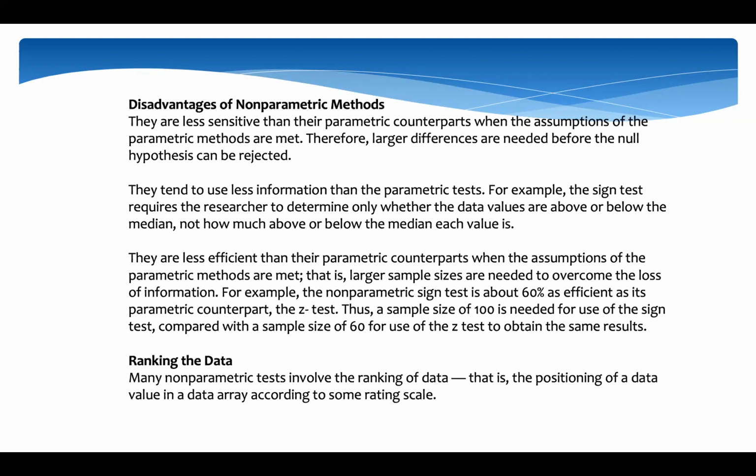All right. They tend to use less information than the parametric test. For example, the sign test requires the researcher to determine only whether the data values are above or below the median, not how much above or how much below each value, right? So they are not actually calculating the weightage of the data. They are calculating the position of the data. So then it is using lesser information.